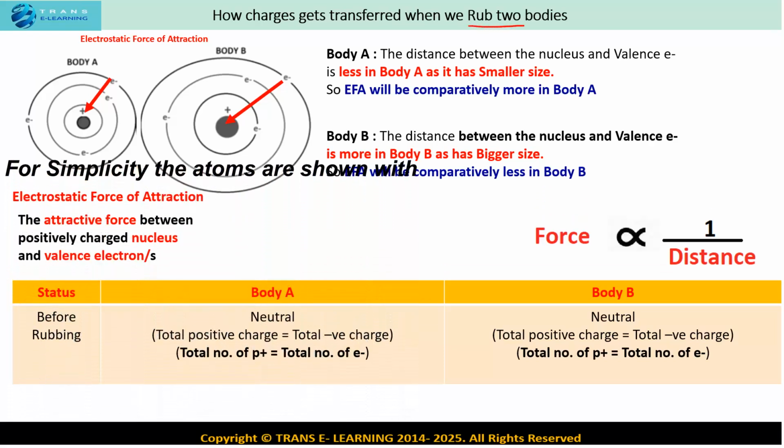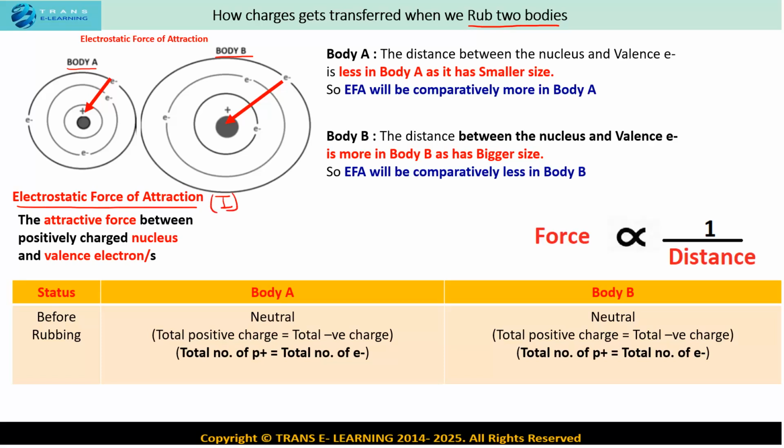So you can see here that there are two bodies. Body B is of comparatively bigger size and body A is of comparatively smaller size. Before we understand the concept, we need to understand two parameters. First is the electrostatic force of attraction, which I'm going to write as EFA. And the second is the relation between the force and the distance.